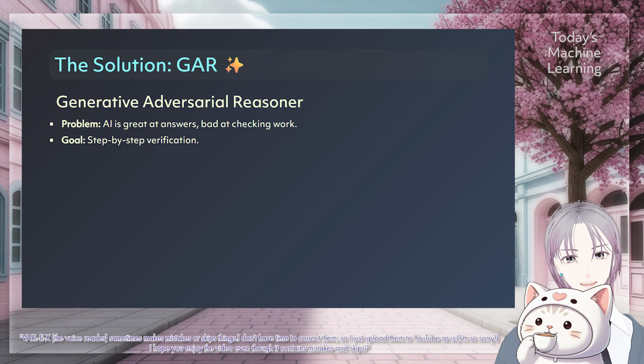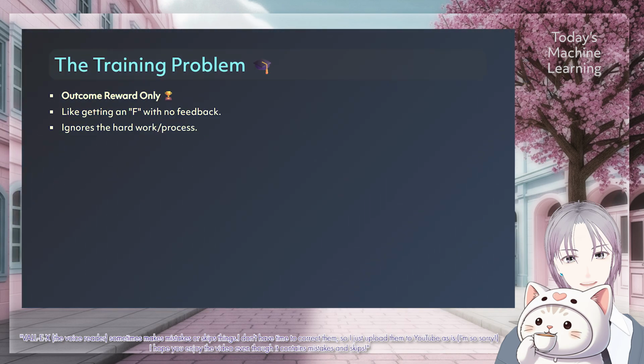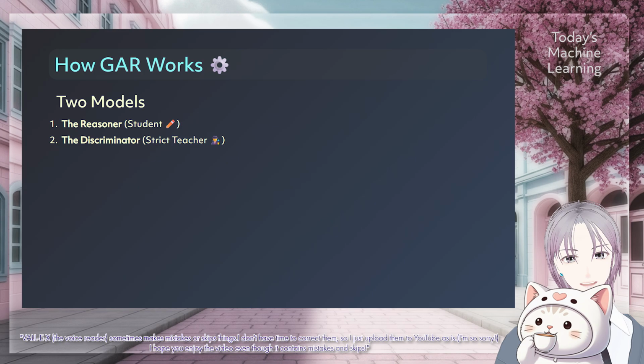The problem they're trying to solve is exactly what I just described. Current AI models are great at giving answers, but they are not always great at checking their own work step by step. Usually, we train these models by only rewarding them if they get the final answer right. This is like a teacher giving you an F just because your final number was wrong, without looking at all the hard work you did. It doesn't tell the student where they went wrong. So, how does GAR fix this?